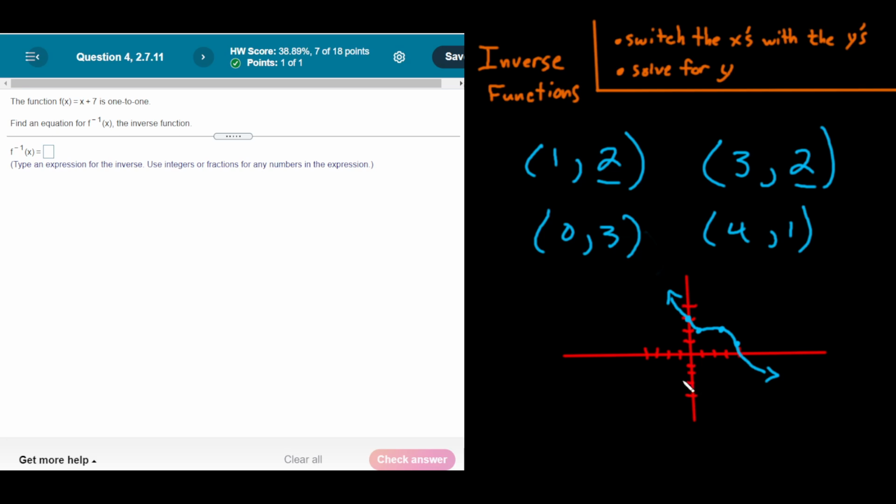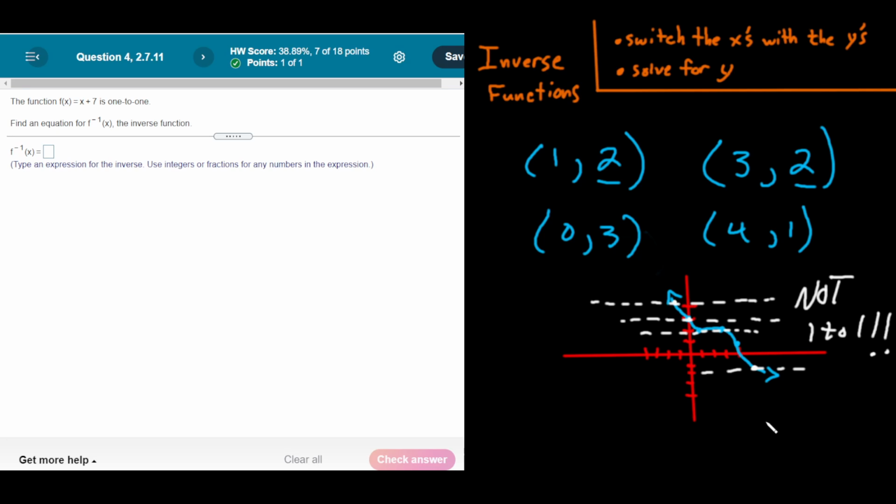Basically, you're going to draw a horizontal dotted line all throughout, something like that. And if it hits more than once, then it is not one-to-one. So you can do it here, you can do it here. It's only hitting once, right? It's only hitting once here, once here, once here. But right here, where those y's were equal at (1, 2) and (3, 2), it's actually hitting twice. So this is not one-to-one.